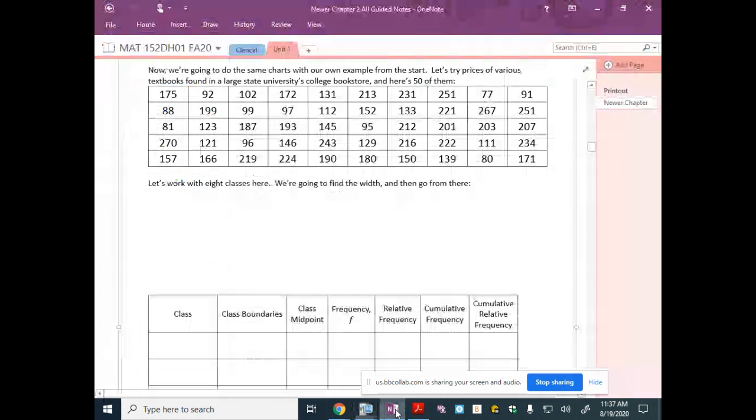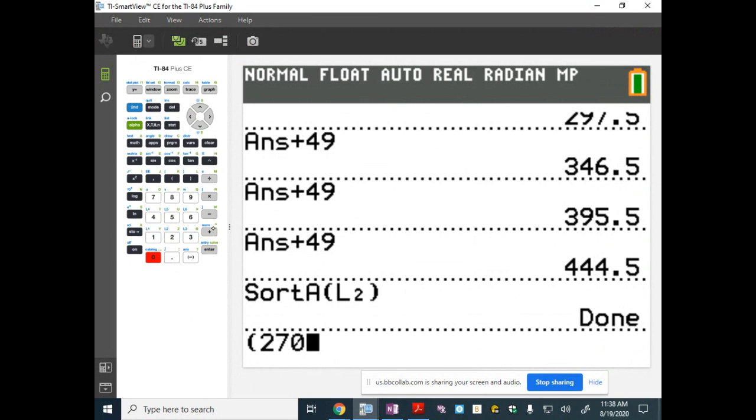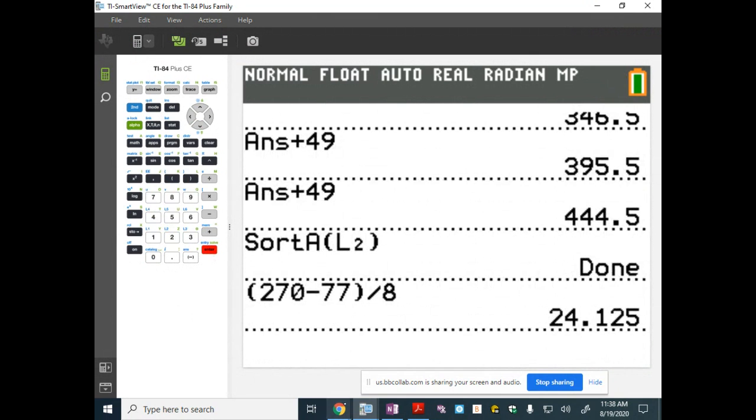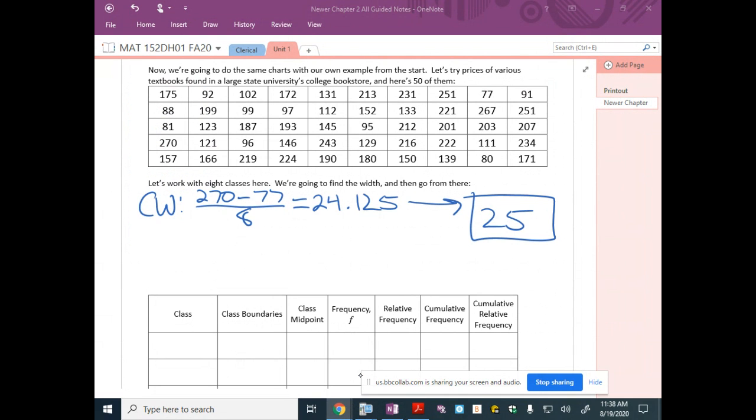So my min is 77. My max is 270. Yeah, 270 minus 77, and we're going to divide that by 8. And we get 24.125. So what would the class width have to be? 25. 25 is going to be our required class width.